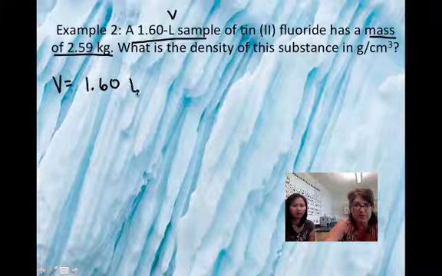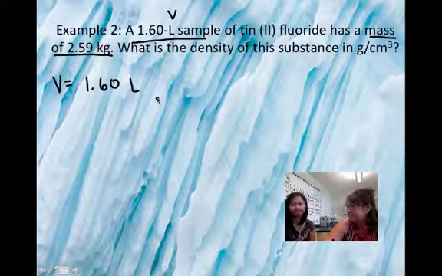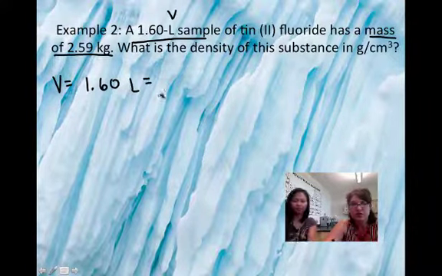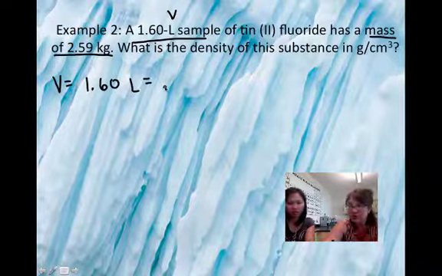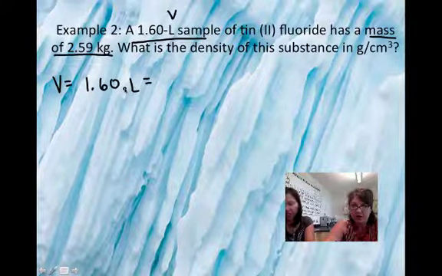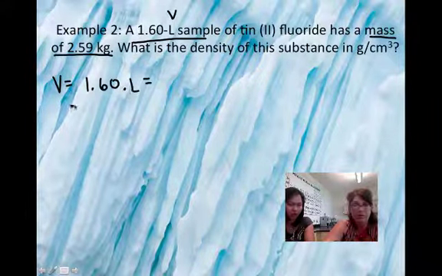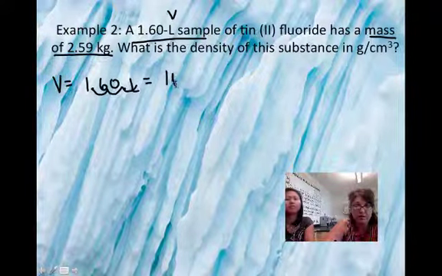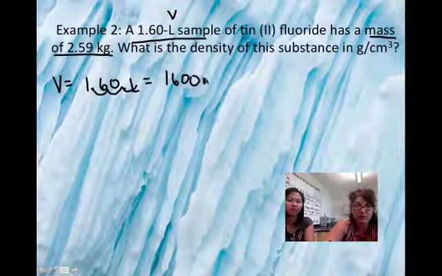1.60 liters. All right, now King Henry will show us how to change liters to milliliters. Get your King Henry notes out. So we're going from liters to milliliters, and that's 3 steps to the right. So 1, 2, 3. That's going to be 1600 milliliters.